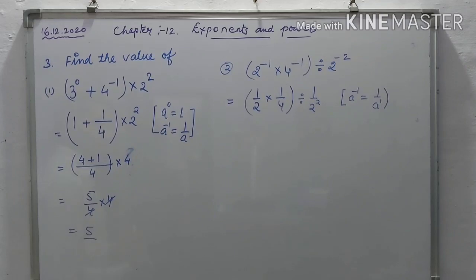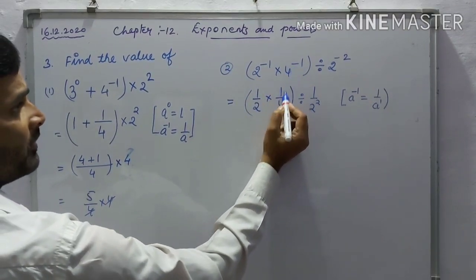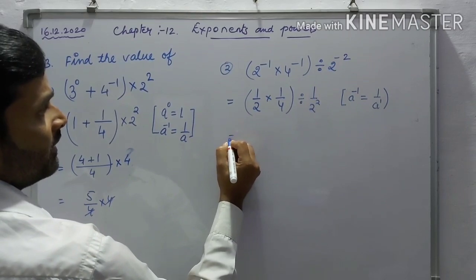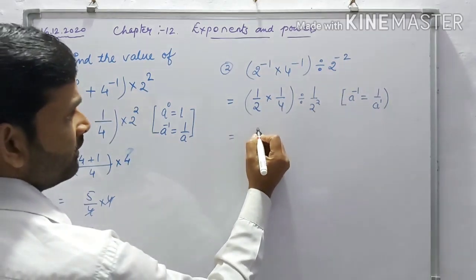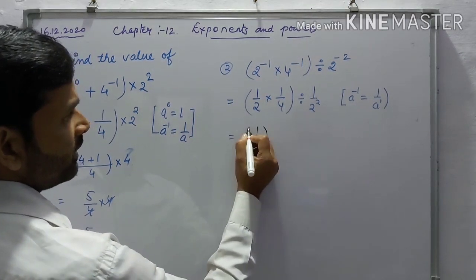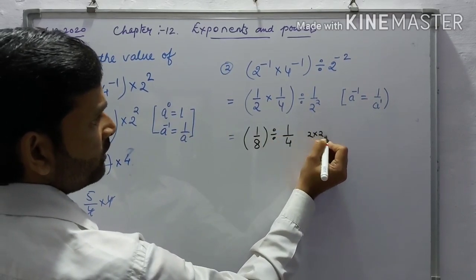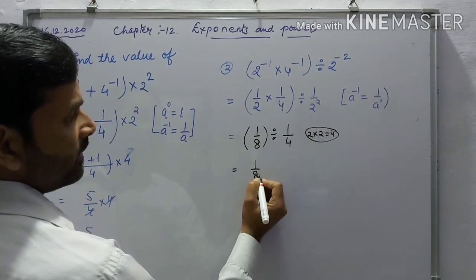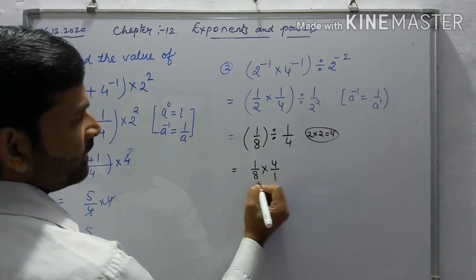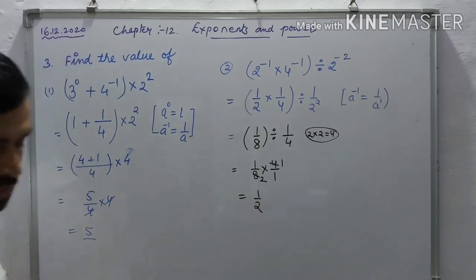Okay, so the rule will be used 3 times. 2 power minus 1 is 1 upon 2, 4 power minus 1 is 1 upon 4, and 2 power 2. Then write 1 upon 2 multiply 1 upon 4 is 1 upon 8. Okay, and divided by 1 upon 4, because 2 multiply 2 is equal to 4. Now 1 upon 8 multiply 4 upon 1, it's a reciprocal. Now 4 ones are 4, 4 twos are 8, so the value is 1 upon 2.